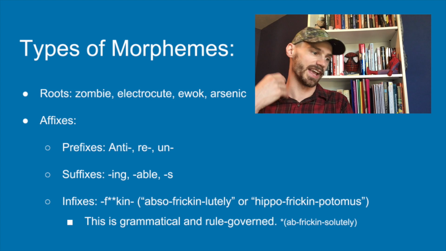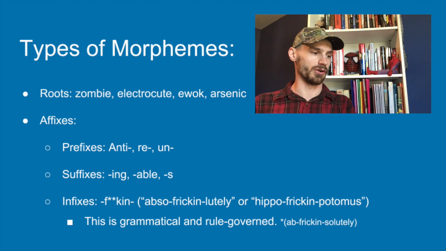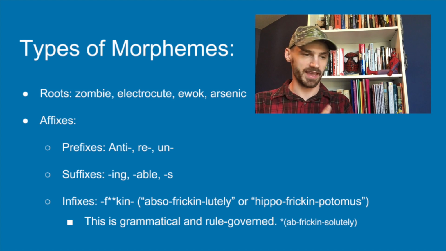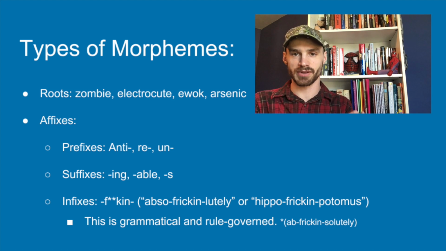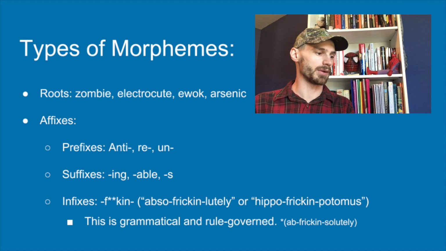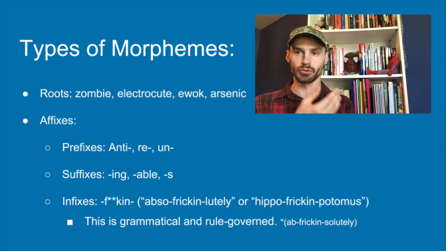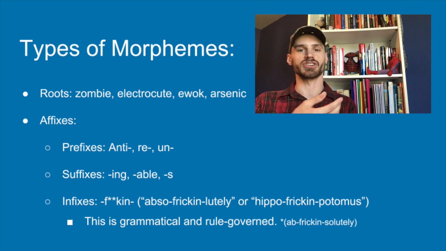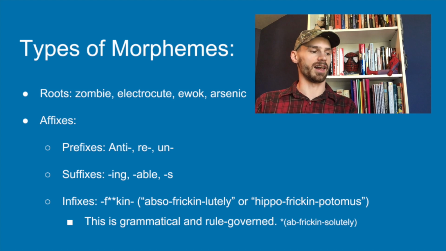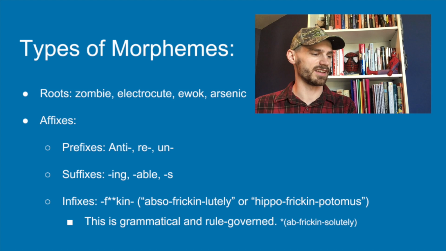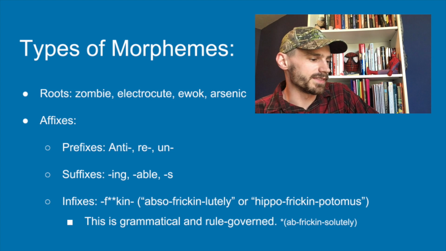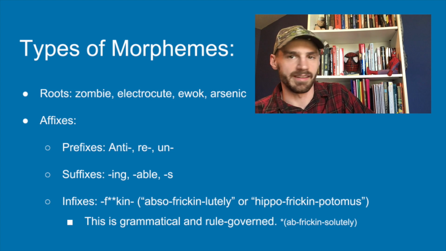So prefixes are like anti. You could make any number of words out of the word anti by just applying this prefix to a root word. Same thing with suffixes. You take a root word like walk, and then you can turn it into walking, walkable. I don't know if that's a word. Usually it has to be a transitive verb. So lovable, curable. And then we have what we call infixes.